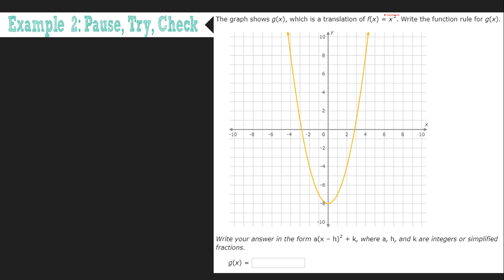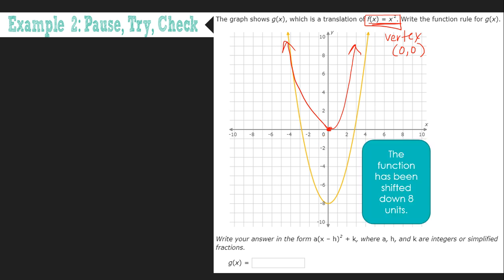Now I know my parent function here, f of x, that its vertex where it starts is always going to be at 0, 0. Okay, so it would open up something like this. That's what the parent function of x squared is always going to start with. It hasn't been translated at all. So the big difference here I notice is that this function has been shifted down 8 units. It's like they picked up the original function and moved it down here so that the vertex started at -8 on the y-axis.